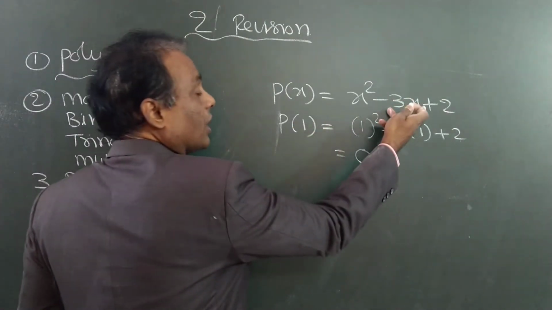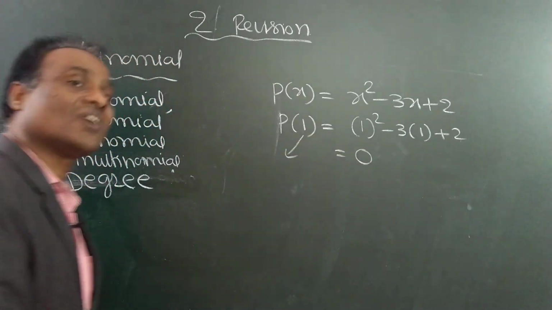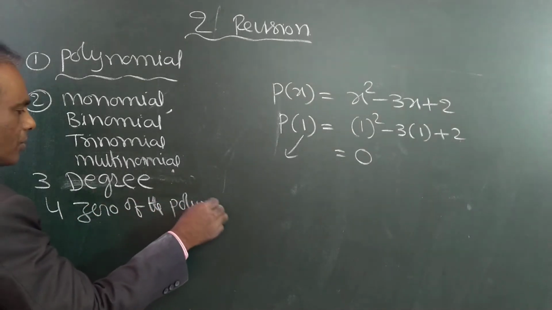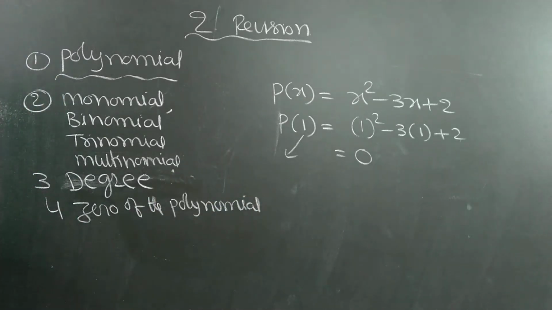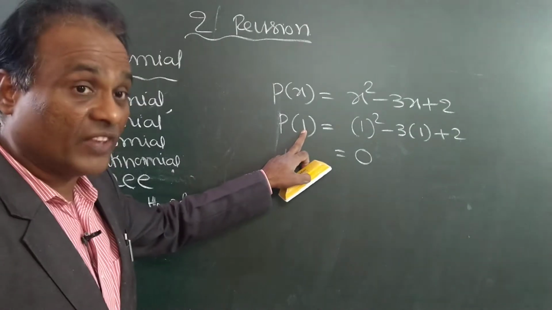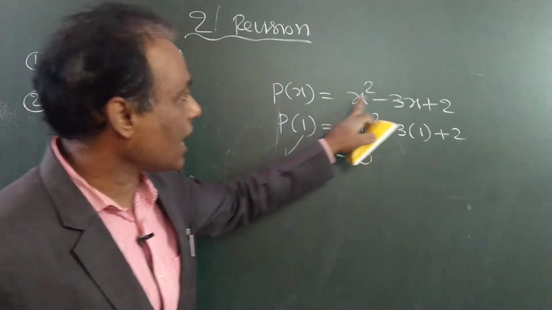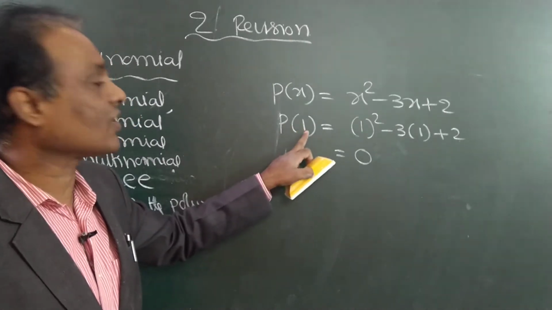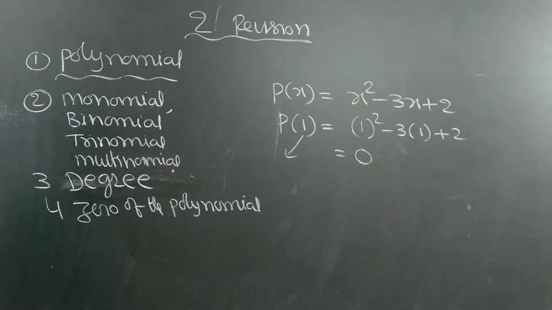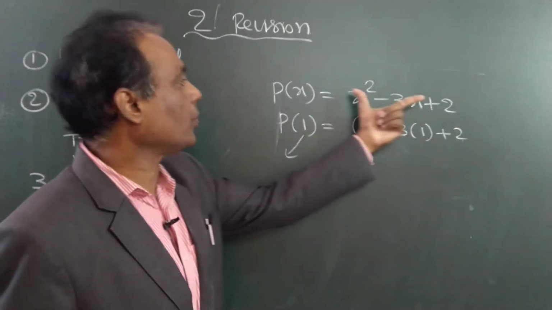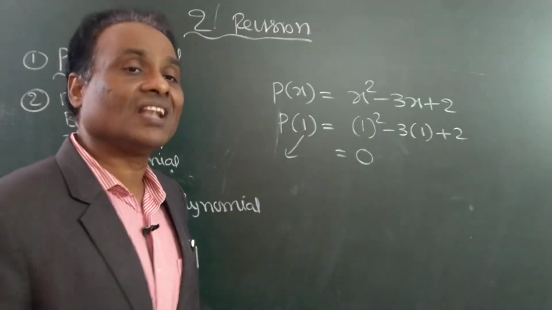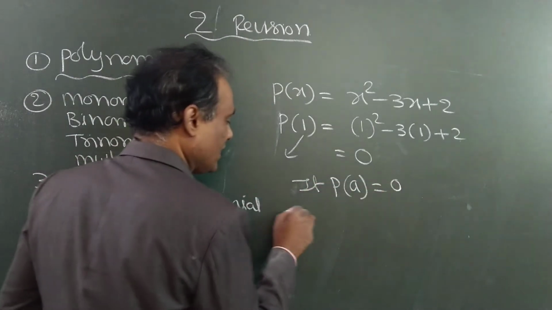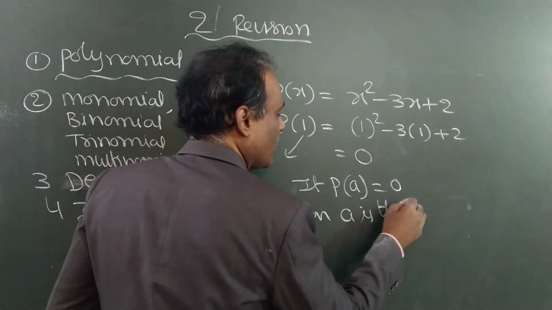For a particular x value, if the polynomial becomes 0, this value is called the zero of the polynomial. This is a very important concept. We solve many problems on this model. The zero of the polynomial means the value of the variable for which the polynomial becomes 0. The answer should be 0. For what value of x is the answer becoming 0? For x is equal to 1. So that 1 is called the zero of the polynomial. Suppose if P of A is equal to 0, then A is the zero of the polynomial.